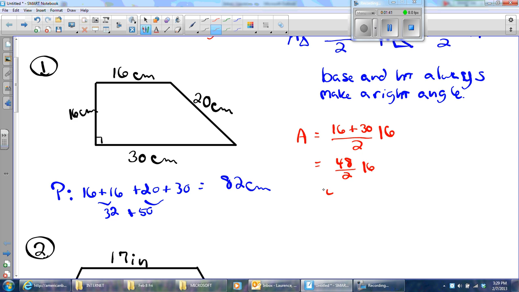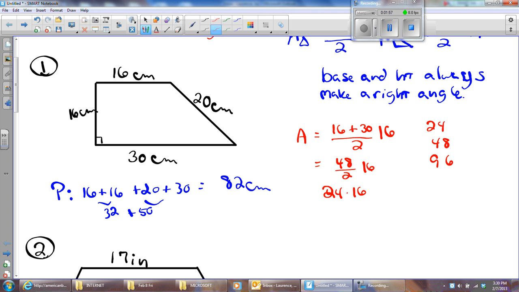So I'm going to have 24 times 16, and I bet if I just keep doubling 24, eventually I'll get to 16 times 24. So I've got 24. If I double that, I get 48. And then if I double that, I get 96. And if I double that, I get 192. I am willing to bet that 24 times 16 is 192, and in this case it will be centimeters squared. Okay.